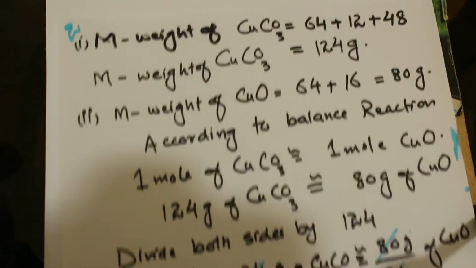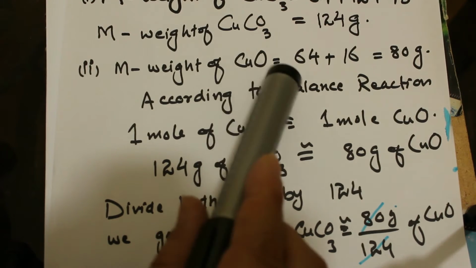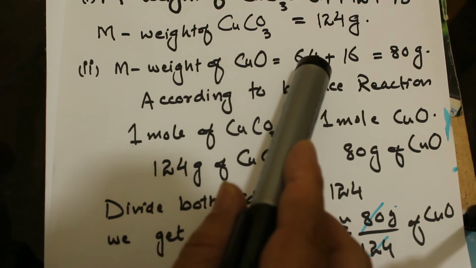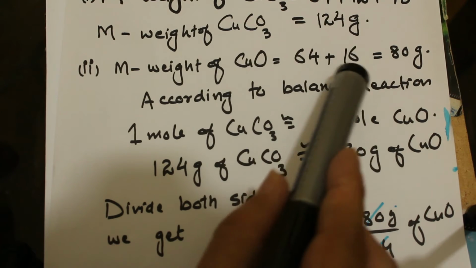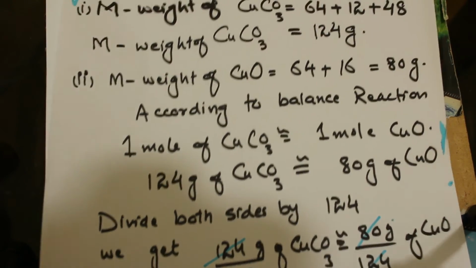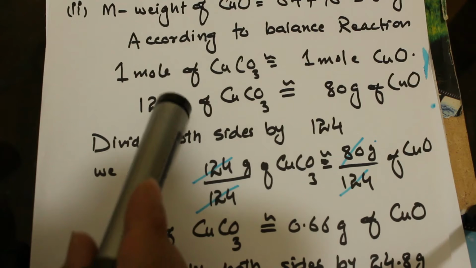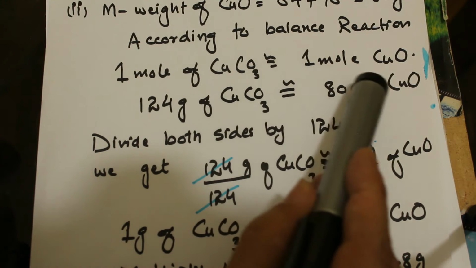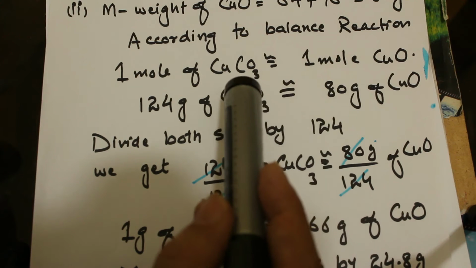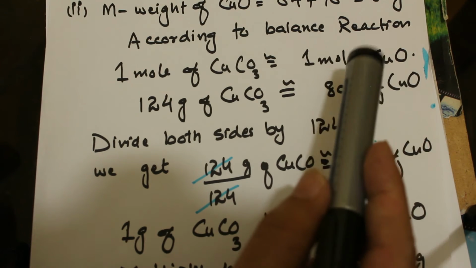Now let's calculate the molecular weight of the copper oxide. Again the atomic mass of copper is 64 AMU while that of oxygen is 16, so when we add up these two values we get 80 gram. Now, according to the balanced chemical reaction, 1 mole of copper carbonate is equivalent to 1 mole of copper oxide. What this means is that when you decompose 1 mole of copper carbonate, you will get 1 mole of copper oxide.